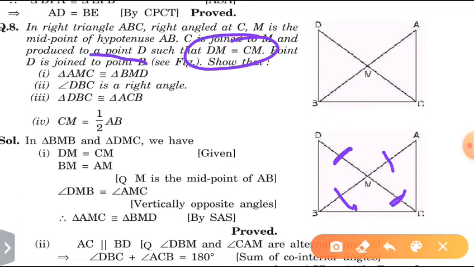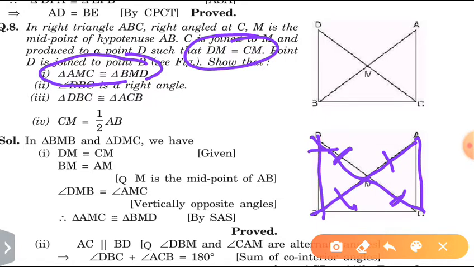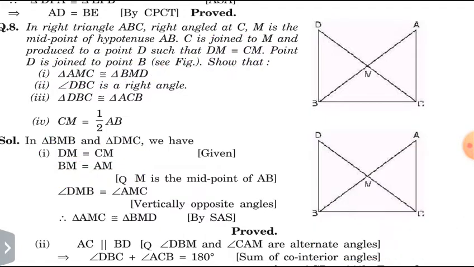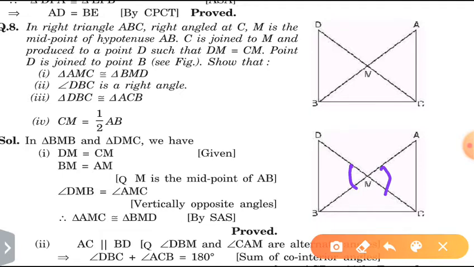Now, the first part which we have to prove, you will see carefully. Triangle AMC is congruent to this triangle. These will be very easily congruent to each other, because we have been given everything. DM equals CM, it is given in the question. Similarly, BM equals AM, it is also given in the question. Now the third thing is the vertically opposite angle, because these two are vertically opposite angles. So by SAS congruency, both the triangles will be congruent to each other. The first part is proved.